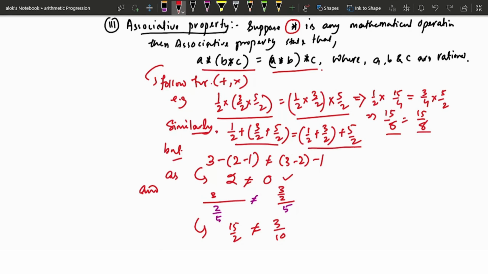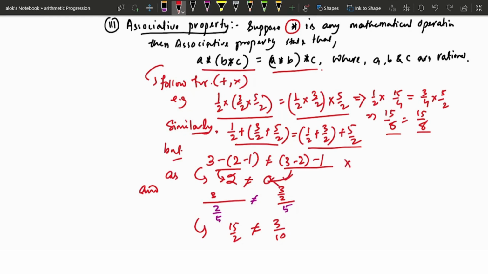But here, suppose we take simple integers, which are also rational numbers. If I write (3 minus 2) minus 1, which gives 0, but if I write 3 minus (2 minus 1), this gives 2. So this does not follow the associative property.